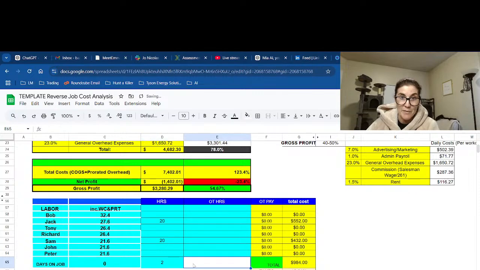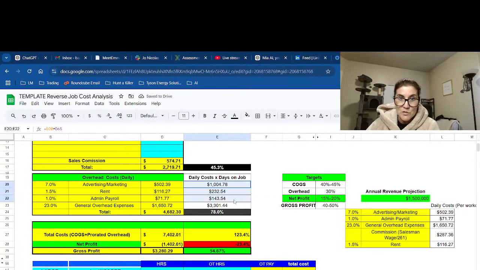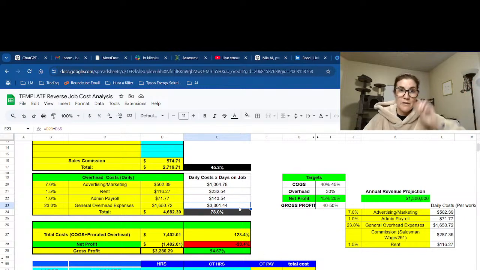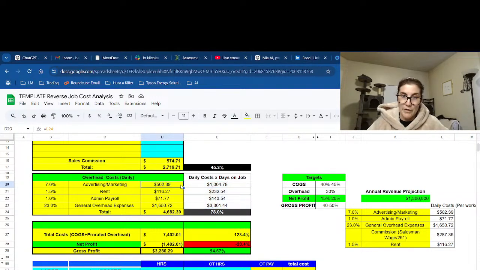Okay, so we have 2 days on the job. So right here in this white set of cells, we see what the advertising and marketing, the rent, the admin payroll, and the general overhead is, because you have to account for that. 365 days of the year, you're spending money, whether you're working or not, right? And so you need to account for that and attribute that expense to your business. You need to pass that on to your customer because they're covering the cost of you being a business, and then you need to tack on a little bit extra to make that profit. Okay, so these are all the costs, and that's again the overhead, marketing, etc.